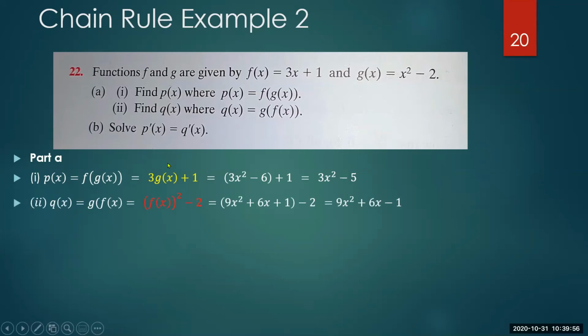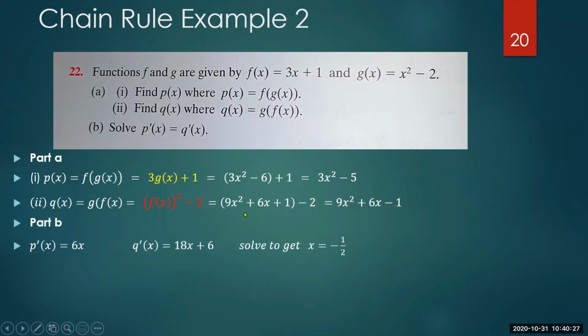Similarly, q of x is equal to g of f of x. And g of x is x squared minus 2, so g of f of x is f of x squared minus 2. You then put in the value of f of x, which is 3x plus 1. So f of x squared minus 2 becomes (9x squared plus 6x plus 1) minus 2, and that becomes 9x squared plus 6x minus 1.